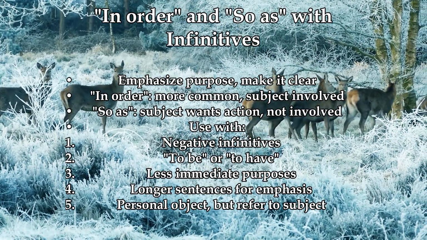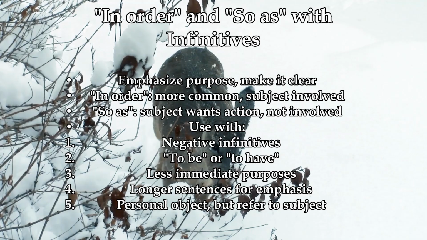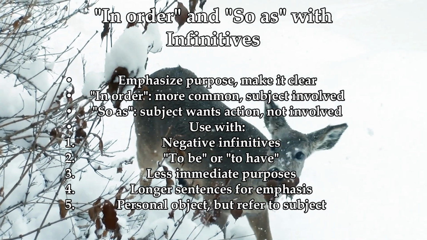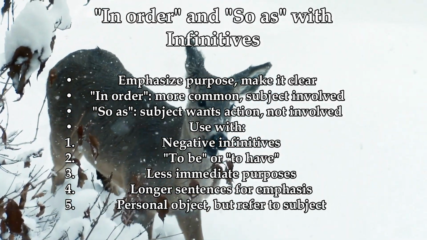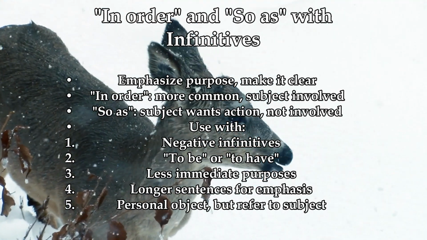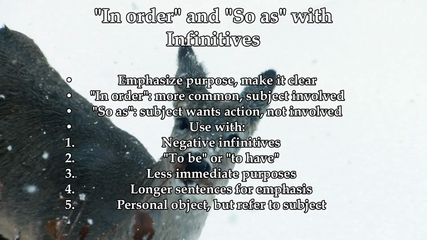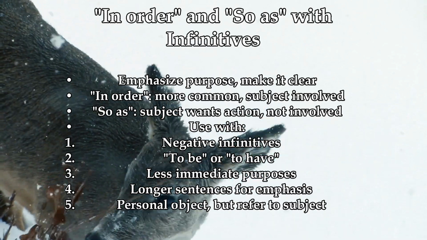1. With a negative infinitive. She whispered in order not to wake the baby. 2. With "to be" or "to have." He saved money so as to have enough for a down payment on a house. 3. When the purpose is less immediate. She's taking a coding course in order to qualify for a better job.